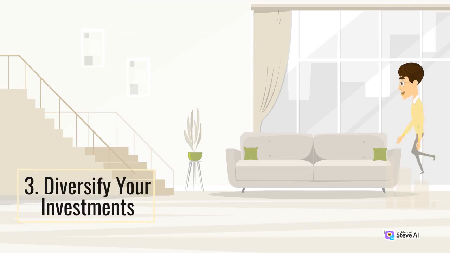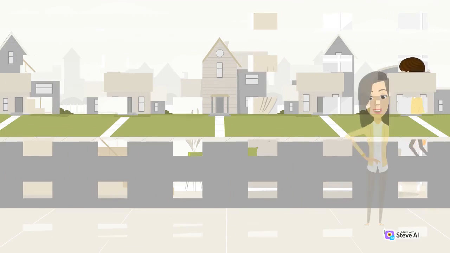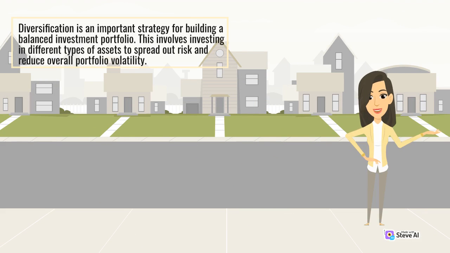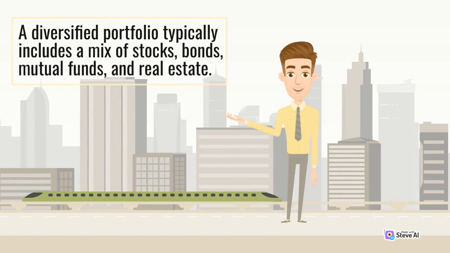3. Diversify your investments. Diversification is an important strategy for building a balanced investment portfolio. This involves investing in different types of assets to spread out risk and reduce overall portfolio volatility. A diversified portfolio typically includes a mix of stocks, bonds, mutual funds, and real estate.